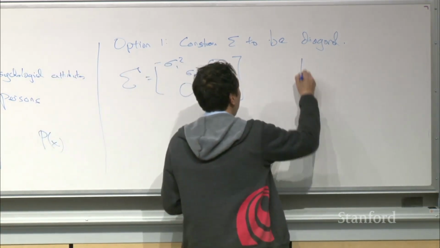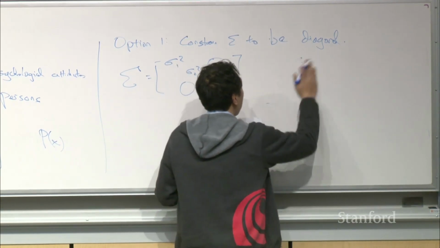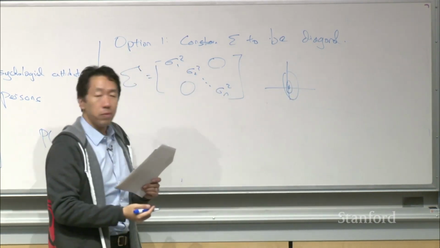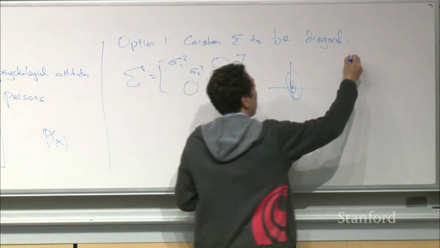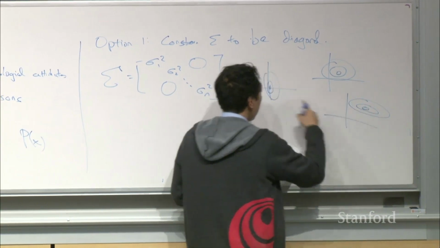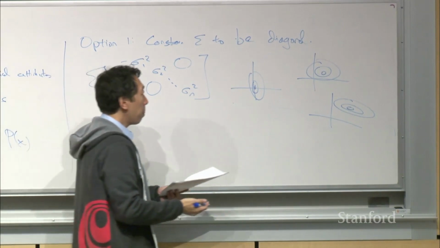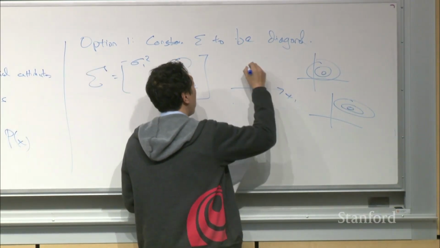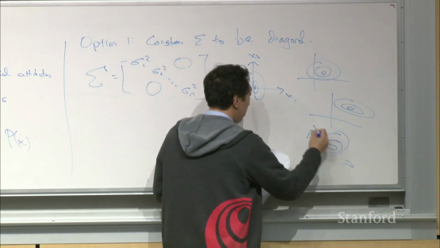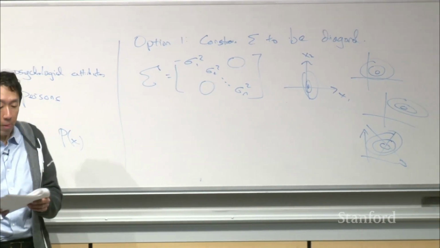And this turns out to correspond to constraining your Gaussian to have axis-aligned contours. So this is a Gaussian with 0 off diagonals. This would be another one. This would be another one. So these are examples of contours of Gaussian densities with 0 off diagonals. The axes here are x1 and x2. Whereas you cannot model something like this if your off diagonals are 0.